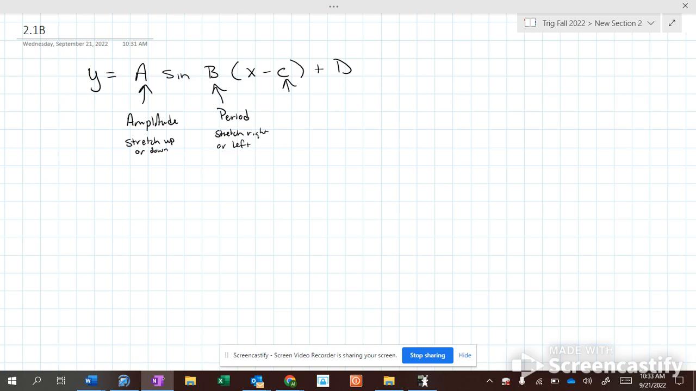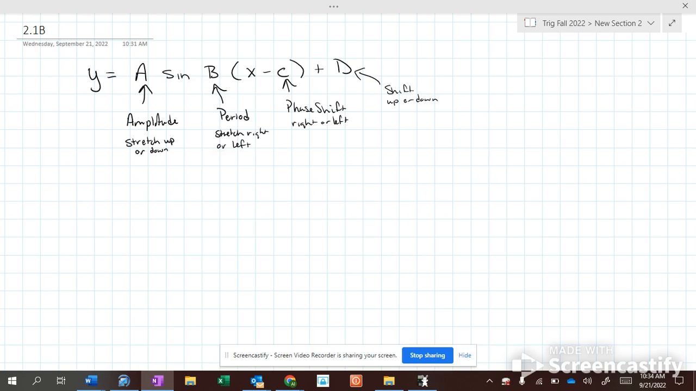C is the phase shift, right or left. So you're going to slide it right or left. And D is the shift up or down. So we're going to work with A, C, and D today. We're going to leave B for later, next week, actually.